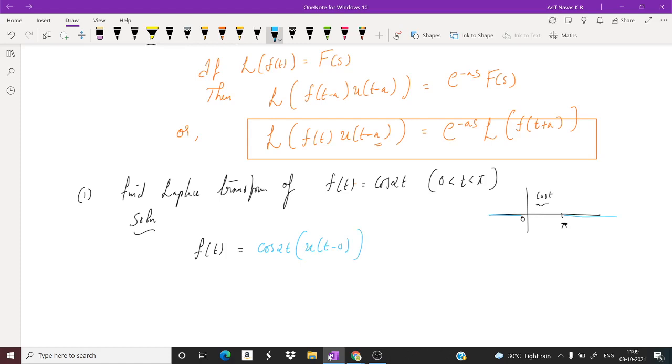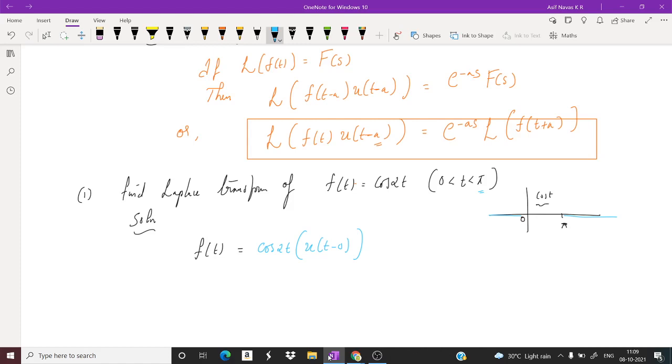That means u of t minus 0 times cos 2t is 0 when t is less than 0 and cos 2t when t is greater than 0. And also we know that it is defined only from 0 to pi. So I want that when t is greater than pi, the function must be equal to 0.